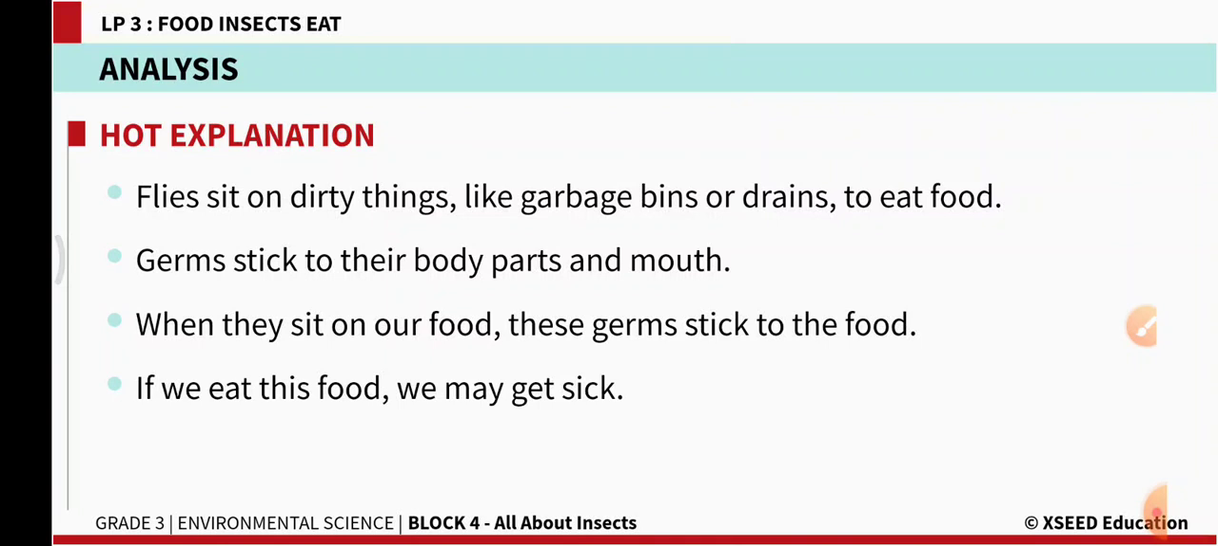When they sit on our food, these germs stick to the food. When flies come and sit on the food that we are eating, the germs which are on the fly will enter the food. So if we eat this food, we may get sick. Did you understand, Nana? So always we should see that the food which we eat should be covered, in order to avoid the flies, right?